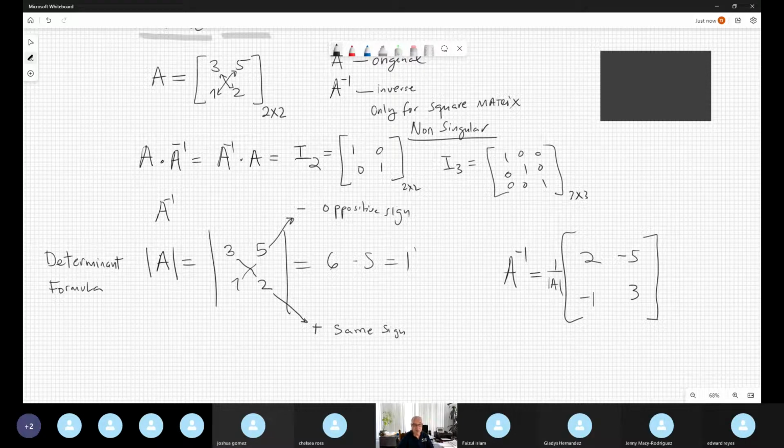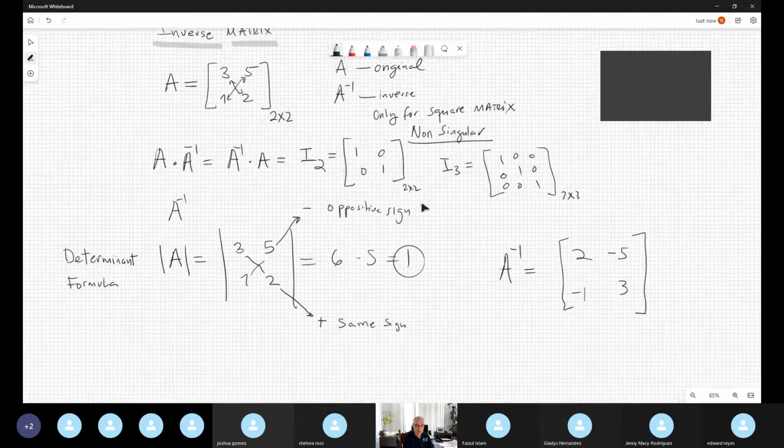But in this example, it's 1. That's not necessary. This is invisible. Nice. And this is the inverse. Let's verify, to see if we are doing well or not. Do you understand the idea?